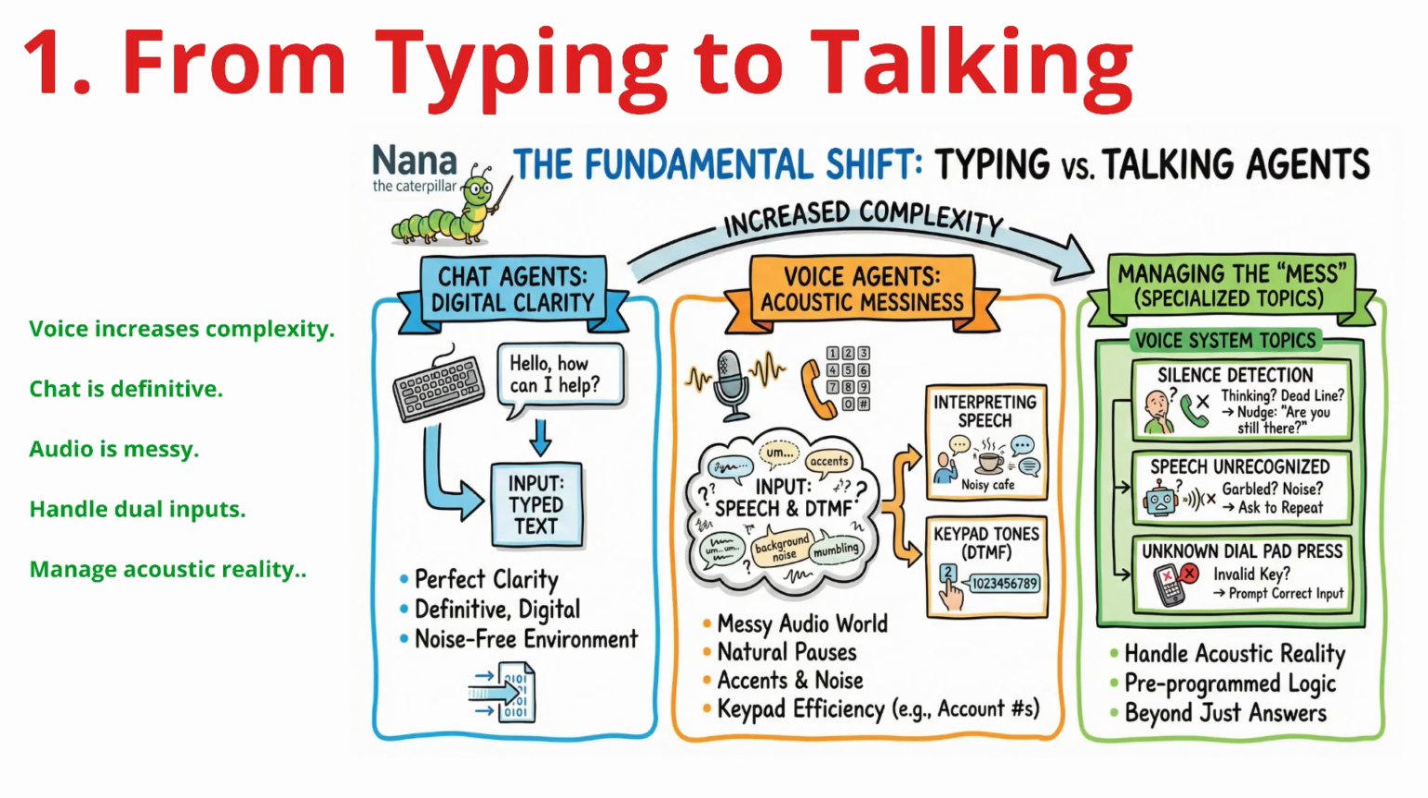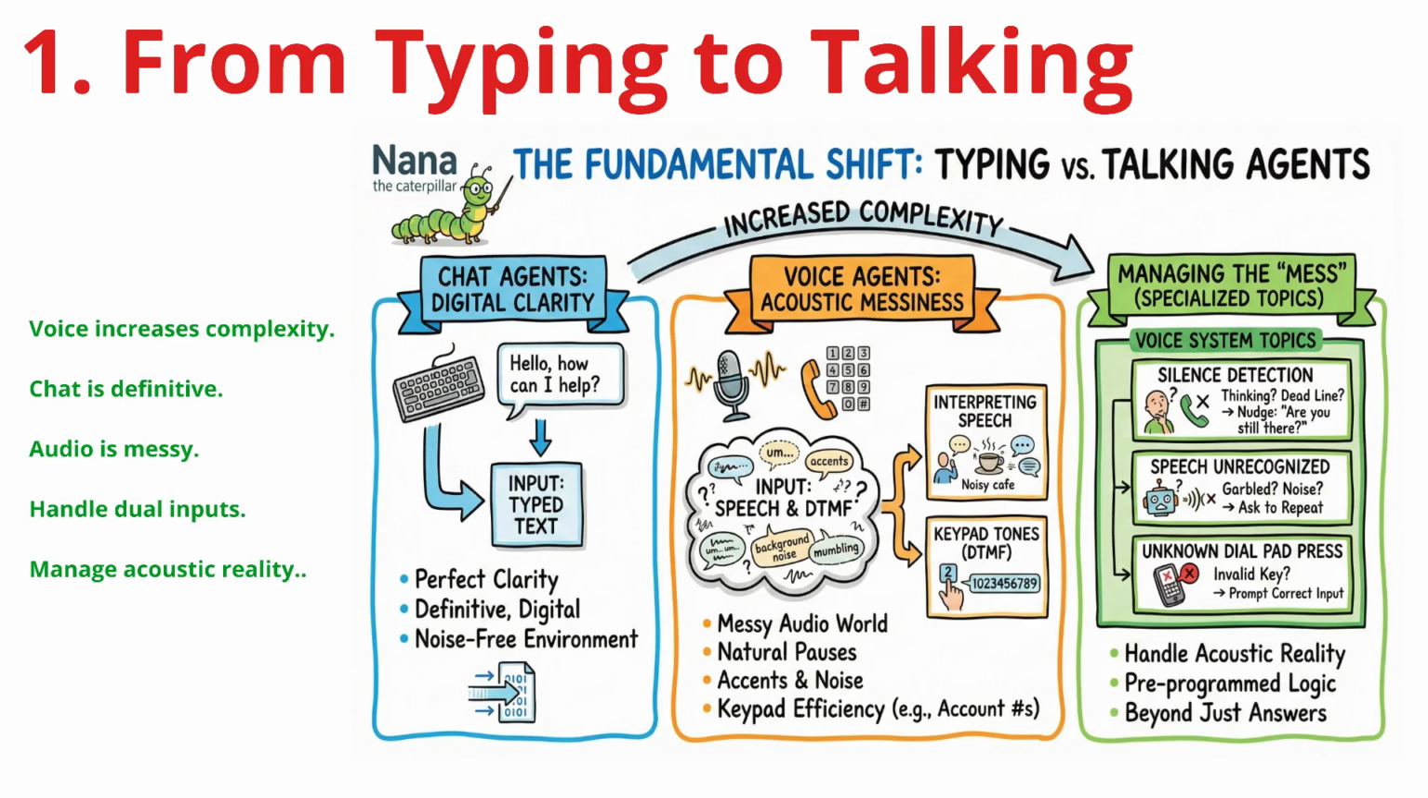Voice agents, by contrast, operate in acoustic messiness. They must handle the dual input of speech and DTMF keypad tones. This means interpreting accents, background noise, mumbling, and the natural pauses of human conversation. To manage this audio mess, voice agents require specialized system topics that text bots don't need. They need logic for silence detection, to know if you're thinking or if the line is dead. They need protocols for when speech goes unrecognized due to garbled noise, and ways to handle invalid dial pad presses.